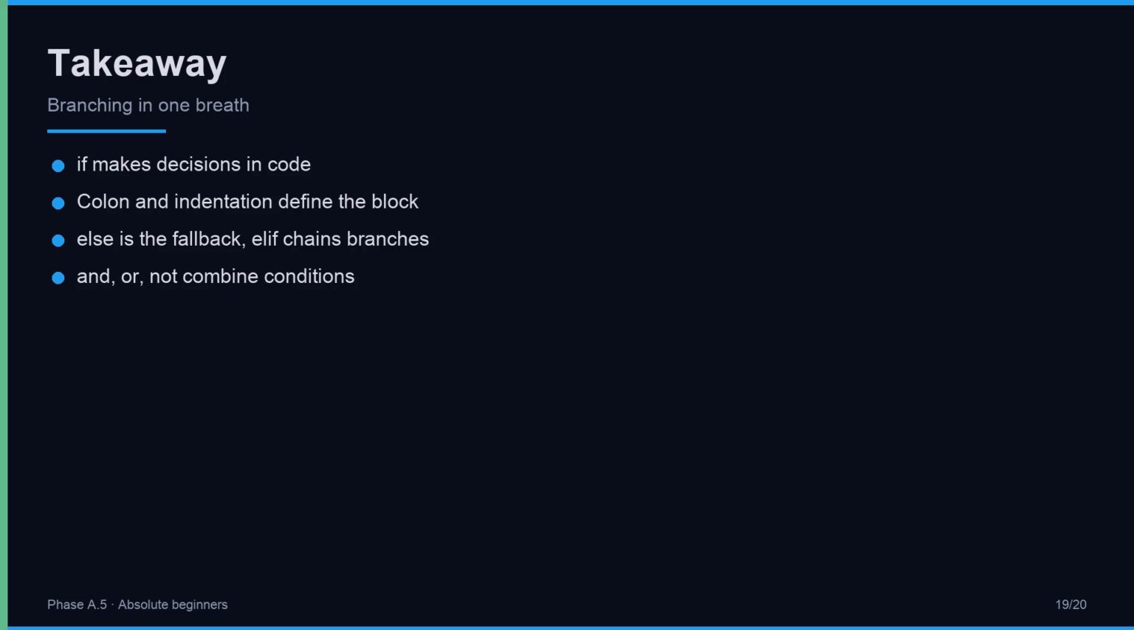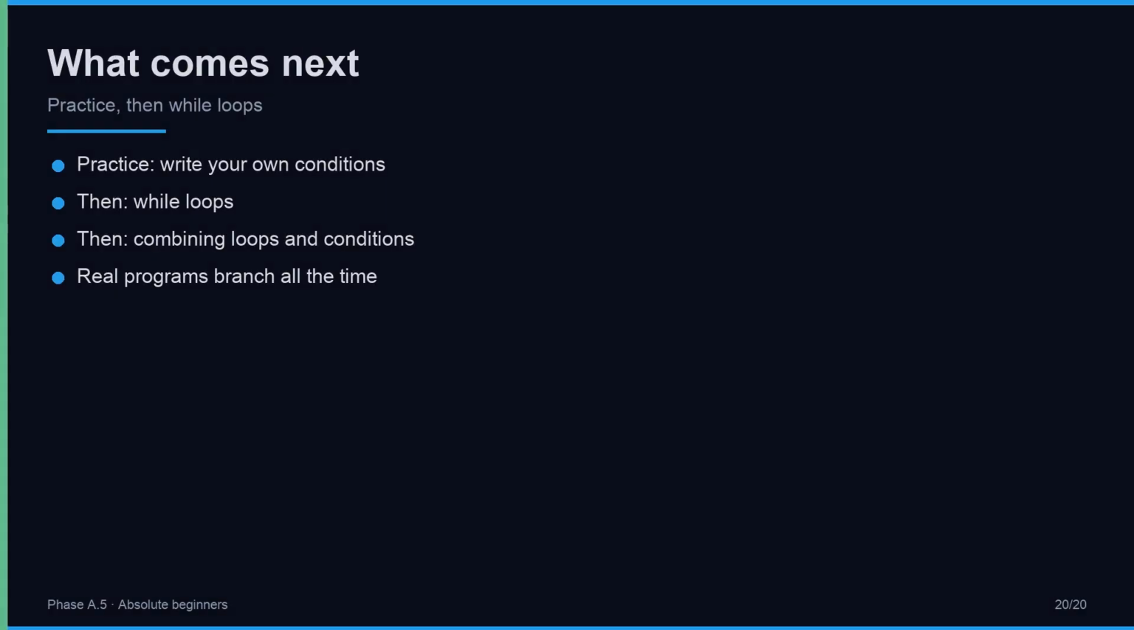Your code decides now. Next, you practice writing your own conditions, start simple, one if, then add else. After that, we meet while loops, loops that repeat as long as a condition holds. Then you combine loops and conditions, loop over items, branch inside. Real programs are mostly loops with conditions inside them. That is where if and else earn their keep.